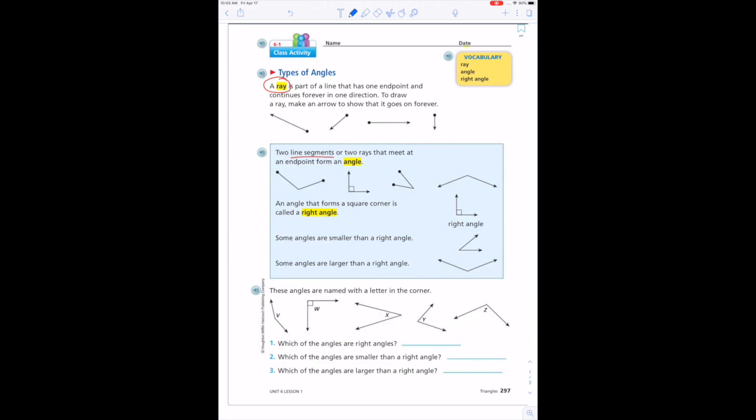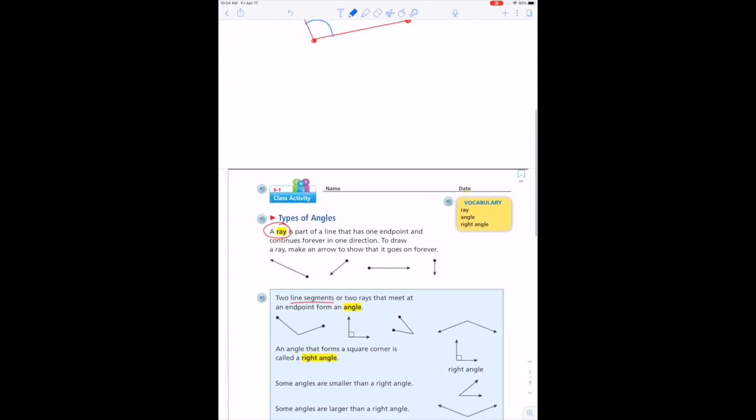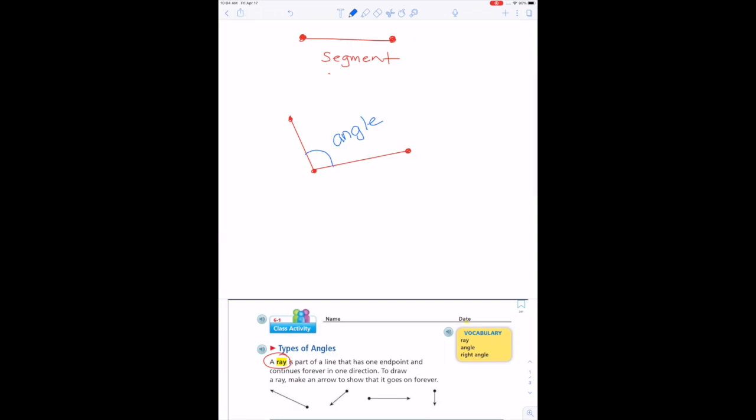Two line segments or two rays that meet at an endpoint form an angle. An angle that forms a square corner is called a right angle. The way we want to think about a right angle is to imagine a line that goes straight up and down and then a line that goes straight across, kind of like an L.